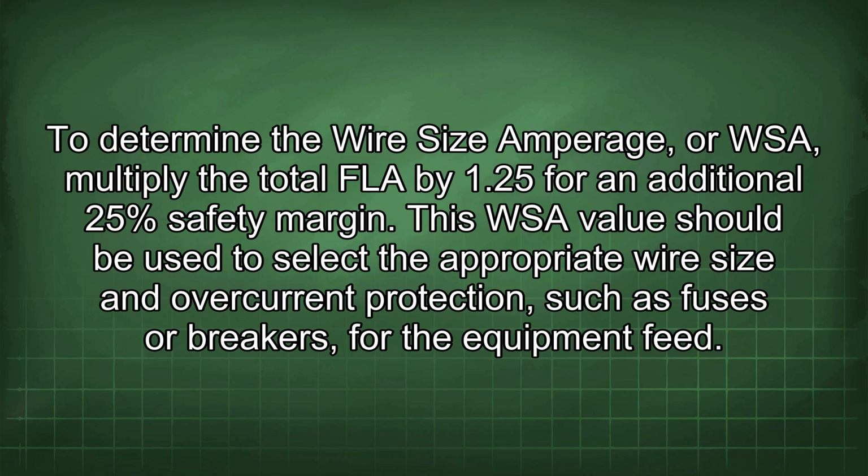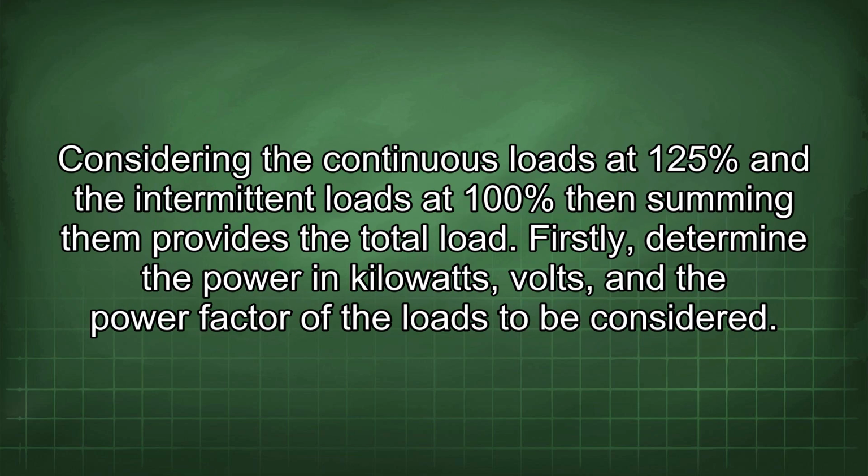To determine the wire size amperage, or WSA, multiply the total FLA by 1.25 for an additional 25% safety margin. This WSA value should be used to select the appropriate wire size and overcurrent protection, such as fuses or breakers, for the equipment feed. Considering the continuous loads at 125% and the intermittent loads at 100%, then summing them provides the total load. Firstly, determine the power in kilowatts, volts, and the power factor of the loads to be considered.